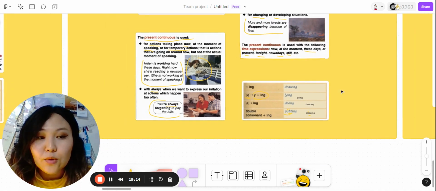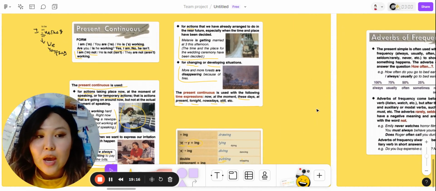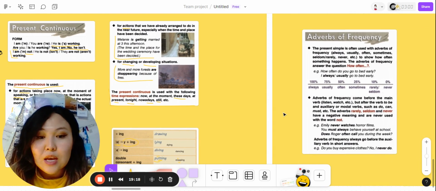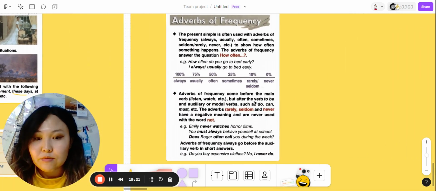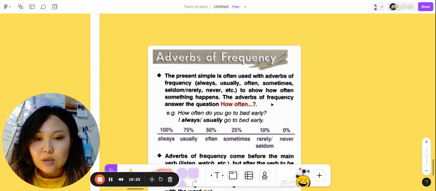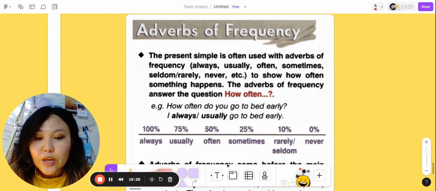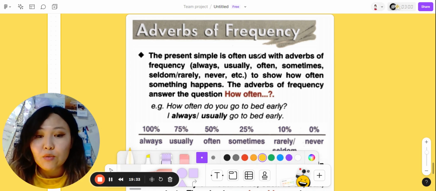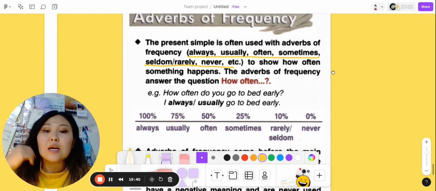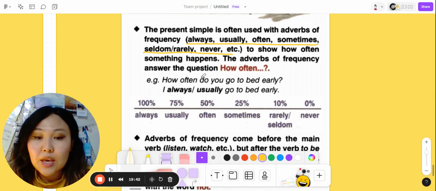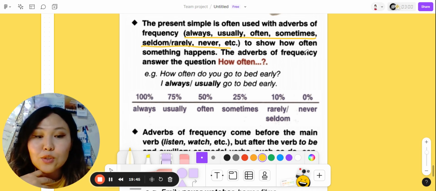So this is all for today. Actually, we have one more thing to mention, but it is kind of very easy. It's about adverbs of frequency. We use adverbs of frequency with present simple very often. These words are like always, usually, often, sometimes, seldom, rarely, never, etc. They show how often something happens, and also they answer the question how often.